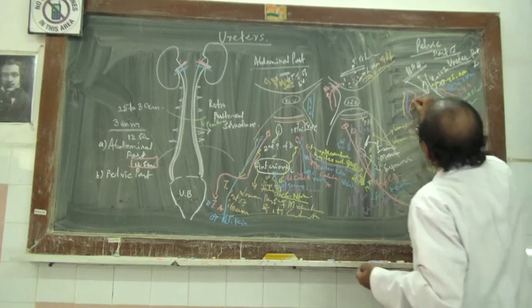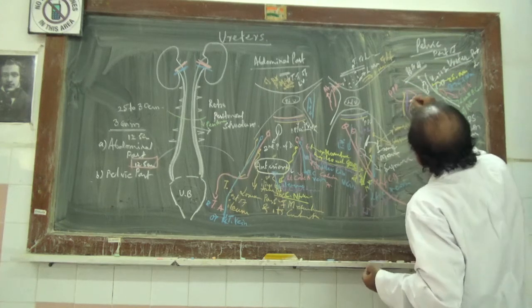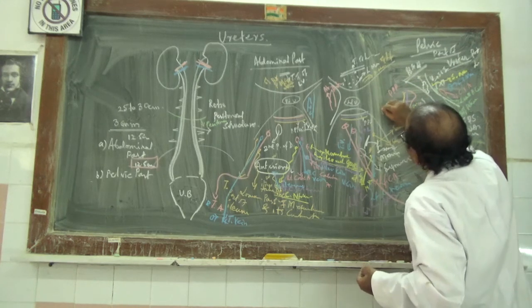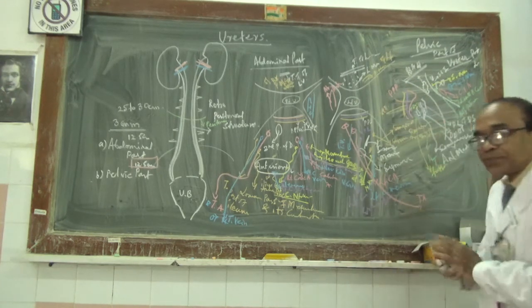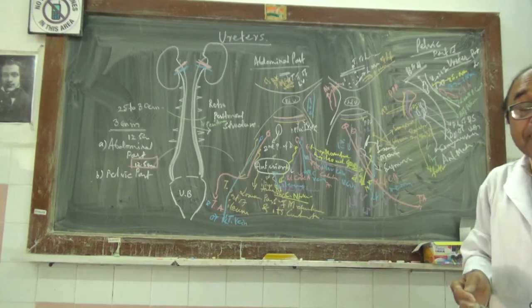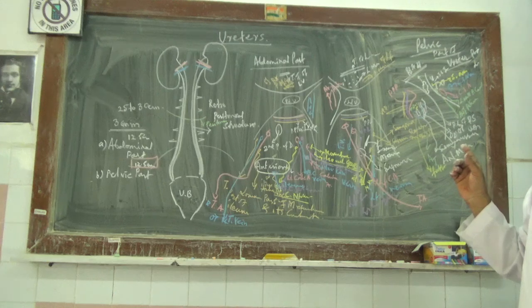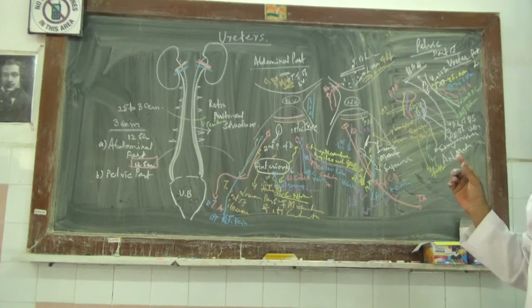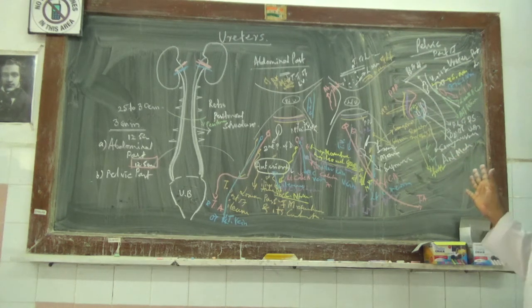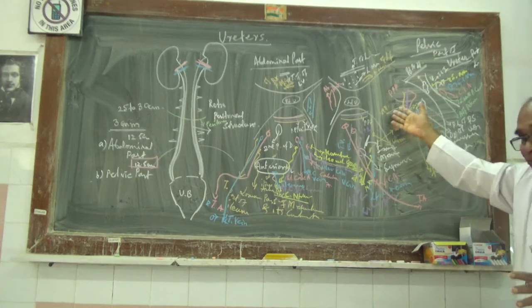So this is the parietal part of the peritoneum. This and this is the visceral part of the peritoneum. So this is in case of the male, along with the reflections of the peritoneum by the viscera.